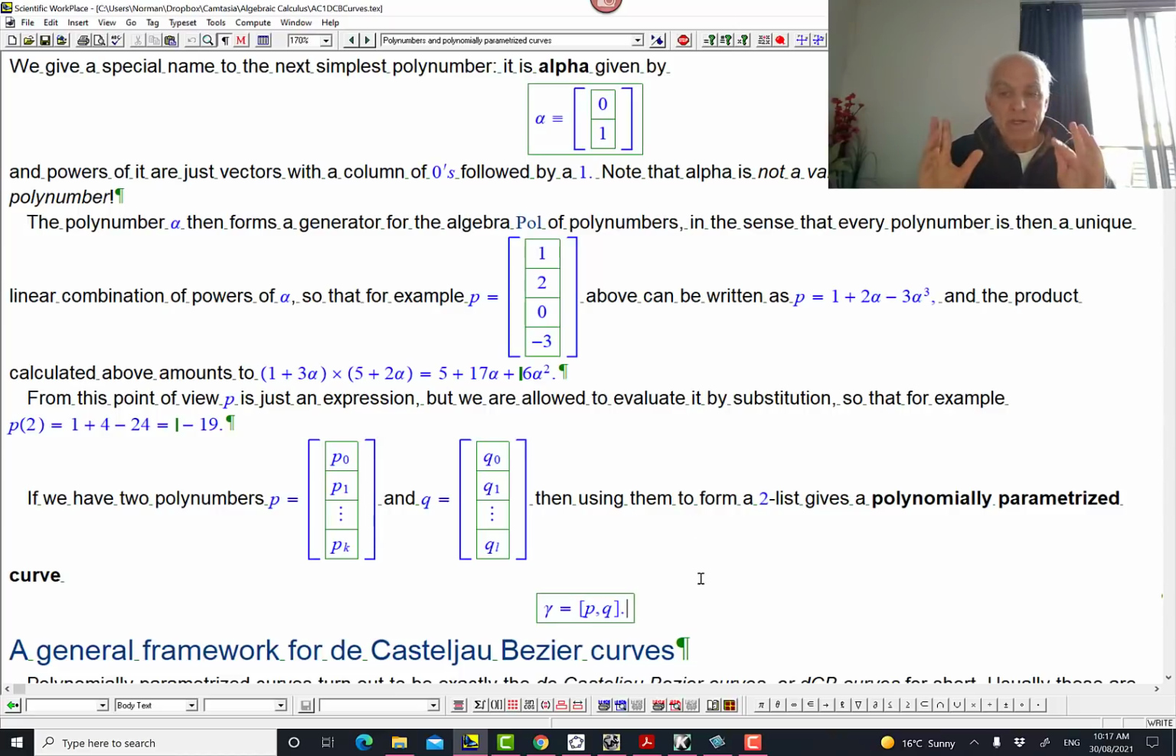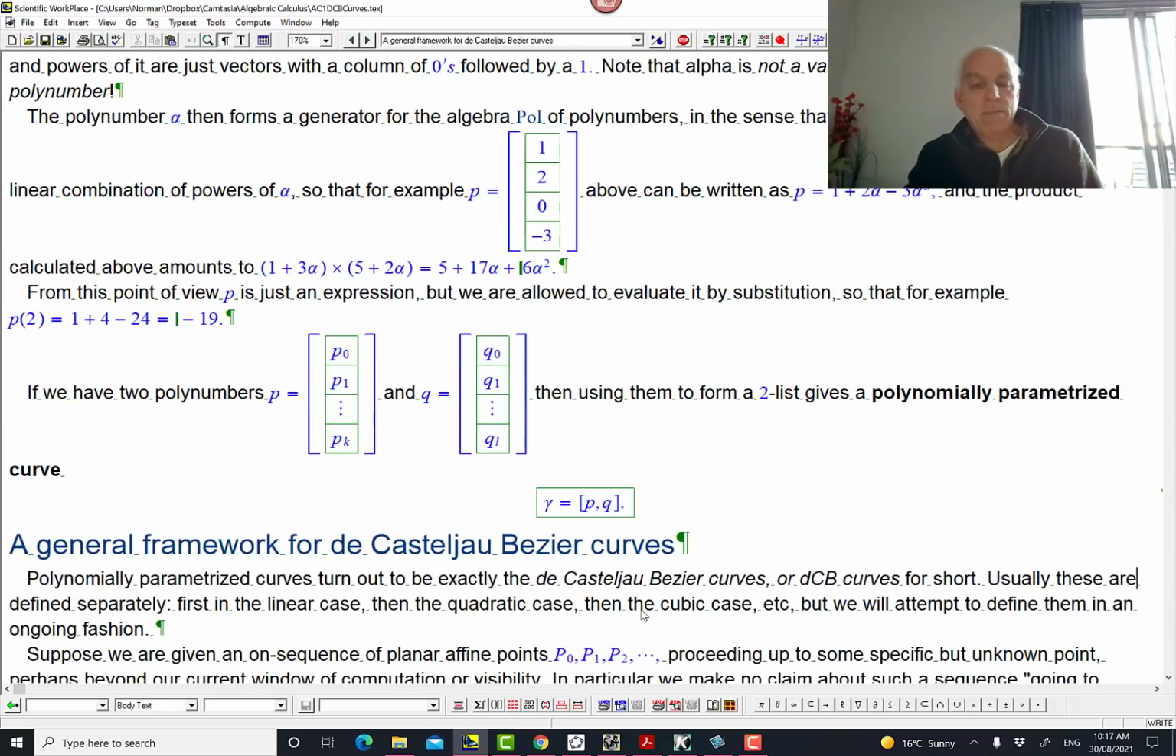So that's a polynomially parametrized curve, and it could be quite general because we're allowing quite general polynomials, effectively the same, for these p's and q's. Right, great. So now what about the Castelnau-Bézier curves?